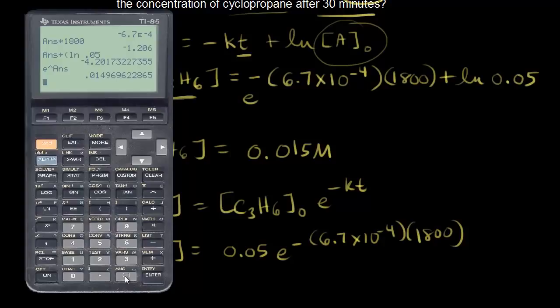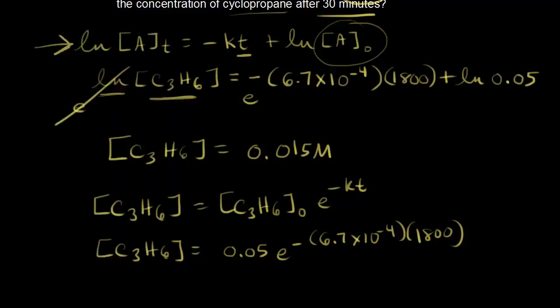So we have negative 6.7 times 10 to the negative 4 times 1800. And then we would take e to our answer, and then we need to multiply by the initial concentration of 0.05. And so obviously we get 0.015 molar again. So it doesn't matter how you do the problem. It doesn't matter which equation you start with, you're going to get 0.015 molar for your concentration of cyclopropane.